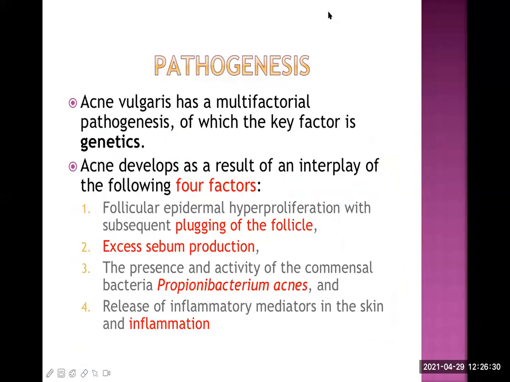Now, let's talk about this pathogenesis in this slide. Every student will understand it very easily now. Acne vulgaris has a multifactorial pathogenesis, of which the key factor is genetics. It is not developed by everyone. Remember that. It is developed only in those people who are genetically predisposed. So acne develops as a result of an interplay of the following four factors together.